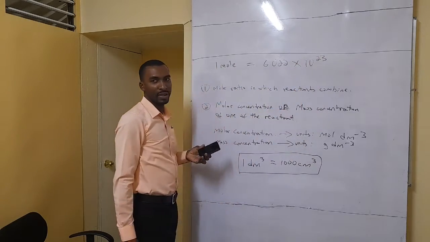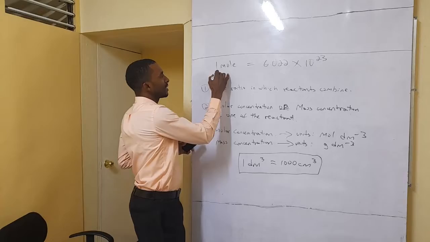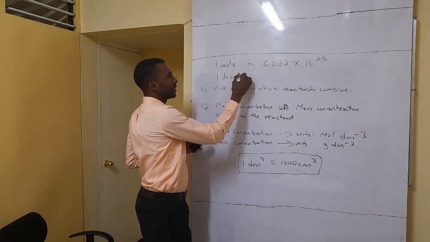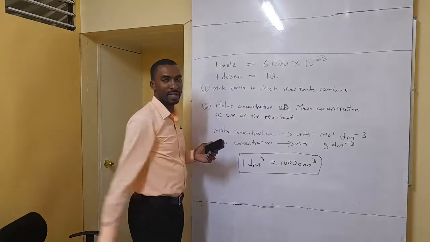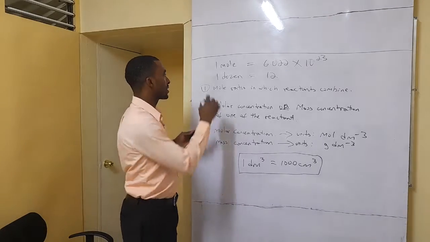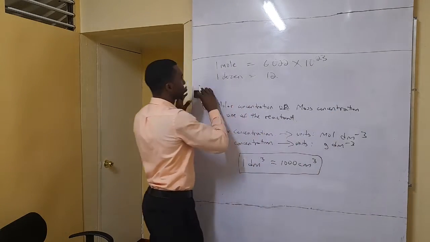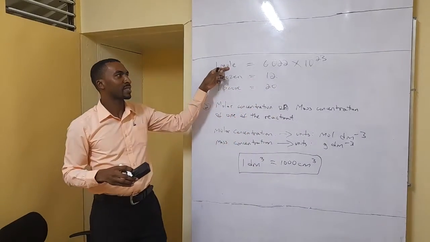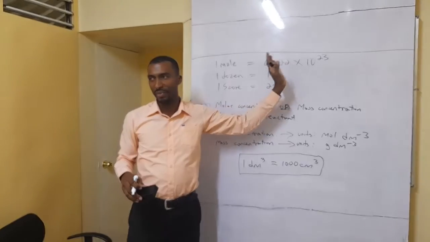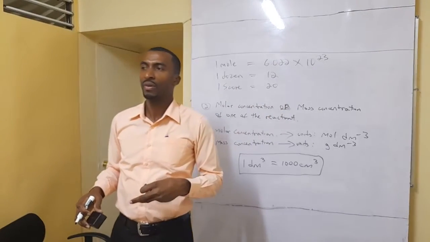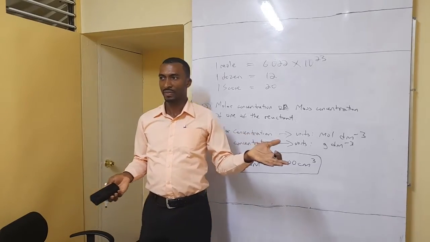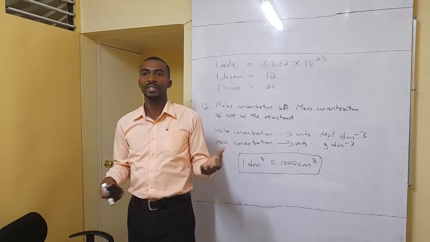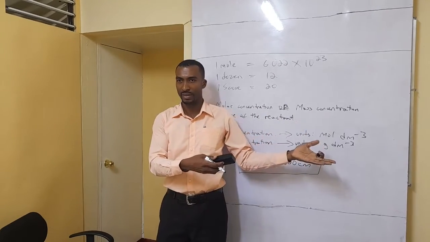That's a very large number, right? 1 mole is just something like 1 dozen, which is just 12, or 1 score. So the mole is basically just saying that large number. If somebody asks what you mean by 1 dozen, it means 12 particles. 1 score would be 20 particles. If it's 1 mole, it's 6.022 times 10 to the 23 particles.